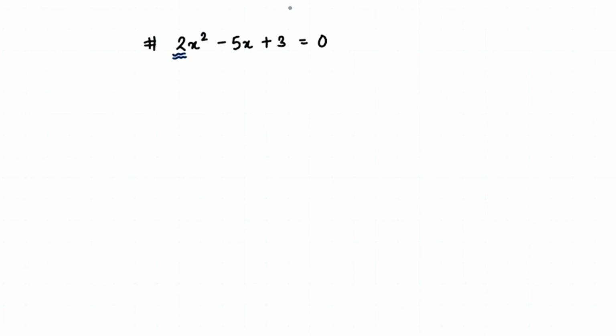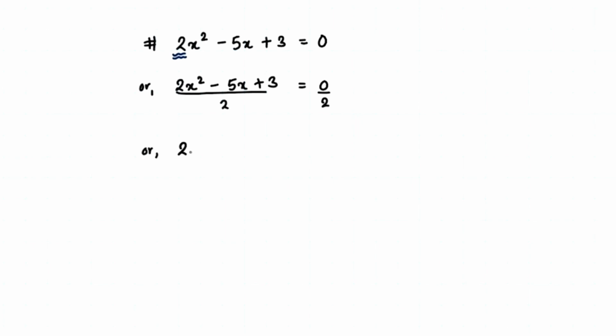So how? Let's see. The first thing that I'm going to do is I'm going to try to remove this 2 from this x square. How? So we can divide this 2x squared minus 5x plus 3 by 2. And we can also divide our 0 divided by 2. So I'm just dividing both sides by 2.